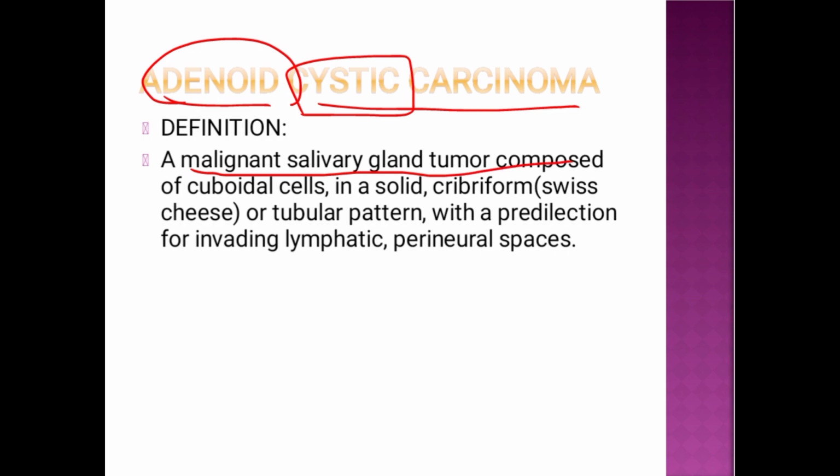It is composed of cuboidal cells, but these cuboidal cells are present in three forms: either cribriform, solid, or tubular pattern, with a predilection for invading lymphatic and perineural spaces.